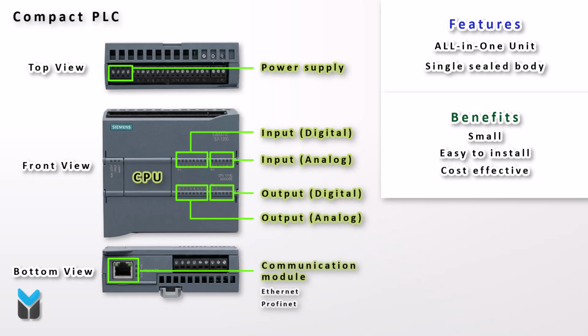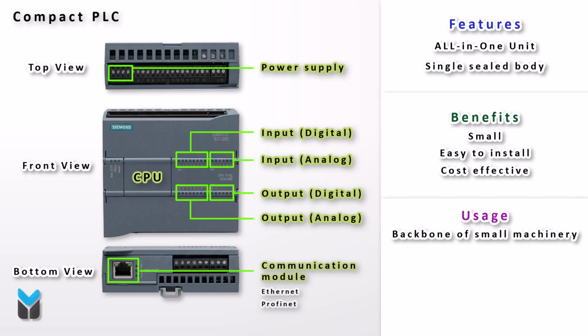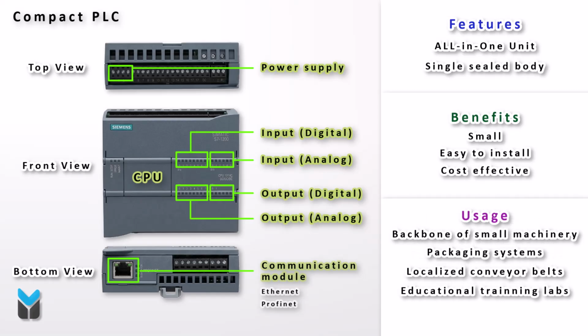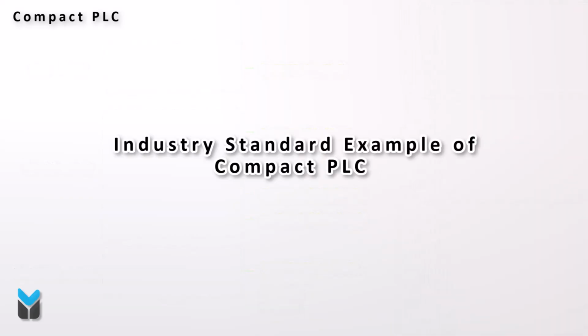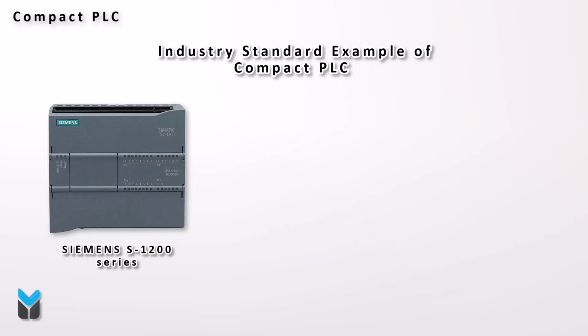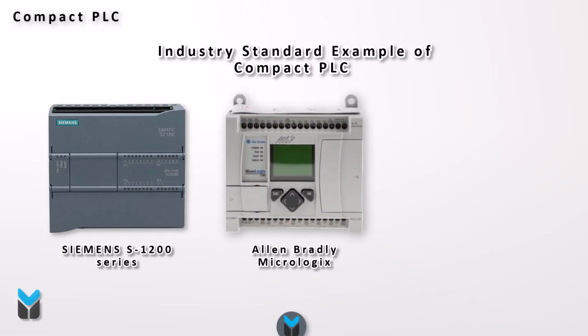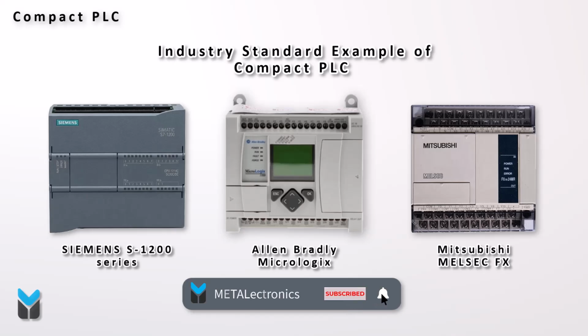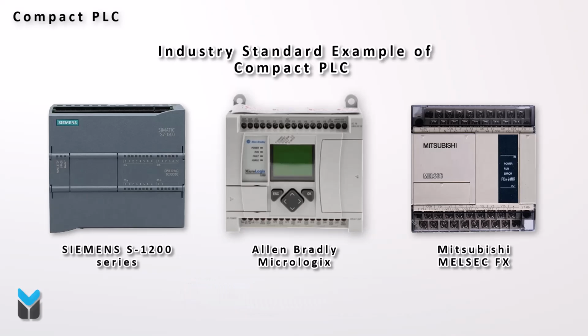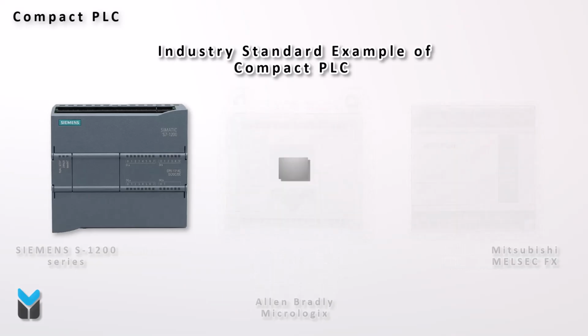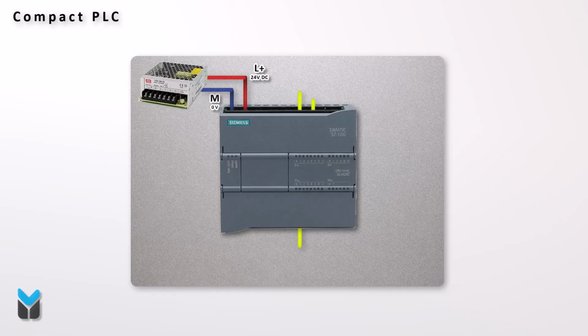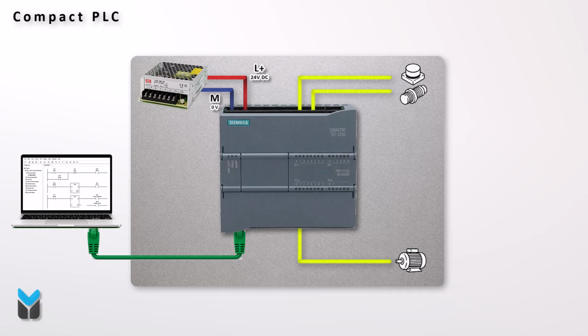They serve as the backbone for small, standalone machinery, packaging systems, localized conveyor belts, and educational training labs. If you work in the field, you will frequently encounter industry-standard examples like the Siemens S7-1200, the Allen Bradley Micrologics, or the Mitsubishi Melsec FX series. The ultimate advantage here is simplicity. You mount the unit, connect power, wire your physical I/O, plug in your laptop, and begin programming.